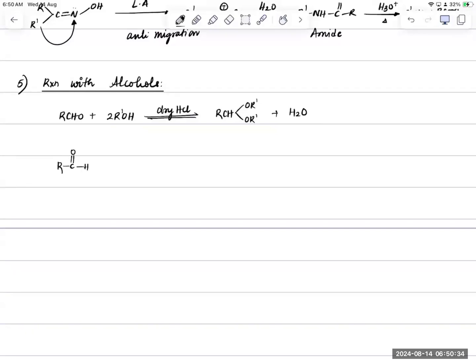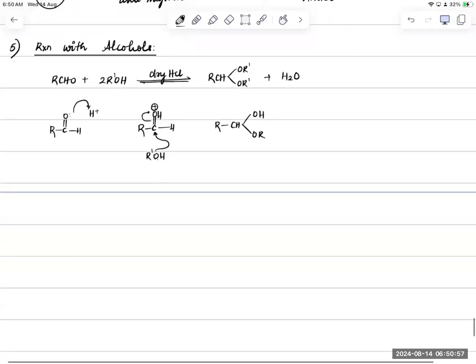Step by step, if you notice, in the C double bond O, first protonation will take place. This will convert into C+ with OH, and then R-OH as a nucleophile will attack here, and we will get a compound like this, which is OH and OR, which we call a hemiacetal.